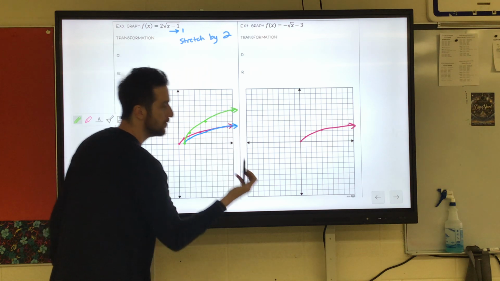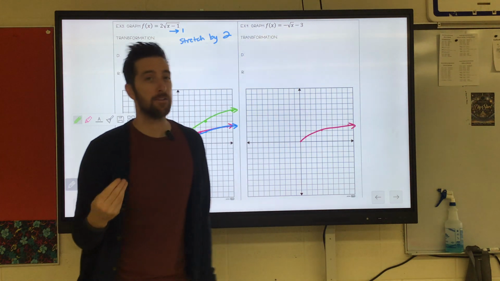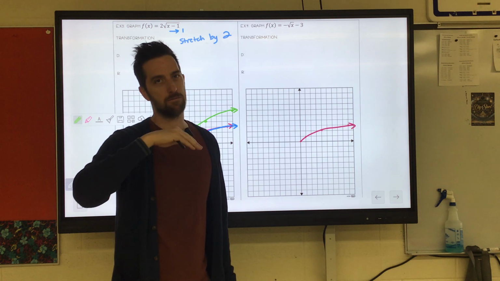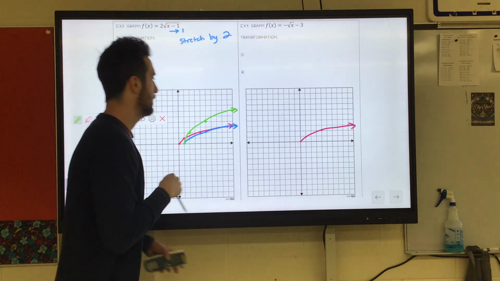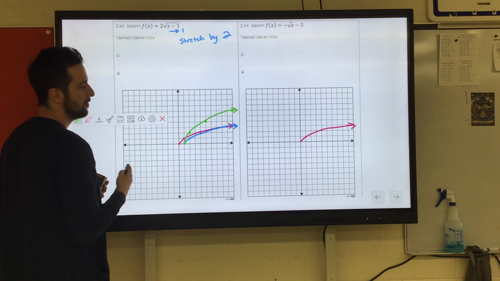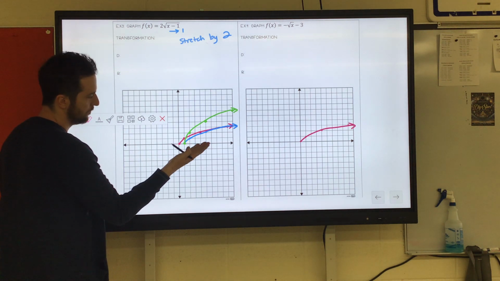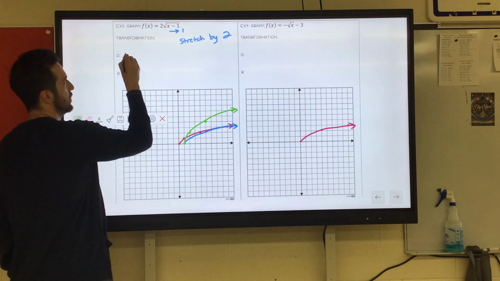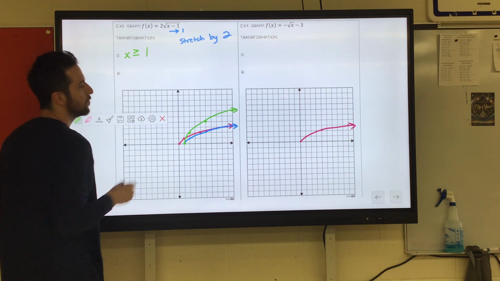So if you want, you could do it in 2 steps like that. Otherwise, just move it to the right one and multiply the y by 2. Make it twice as tall. So now we're looking at that green line. We're thinking of our domain. Domain is left and right. Well, that's to the right one, so it never goes lower than positive 1. So we'll say x is greater than or equal to 1.